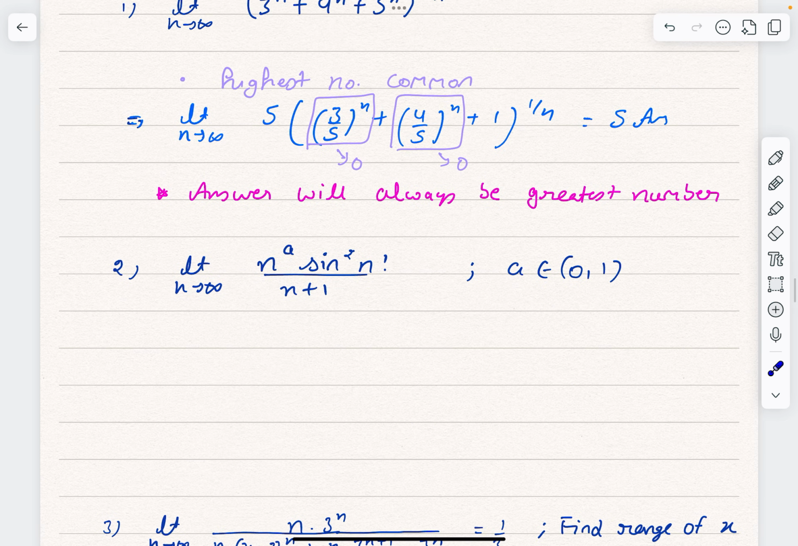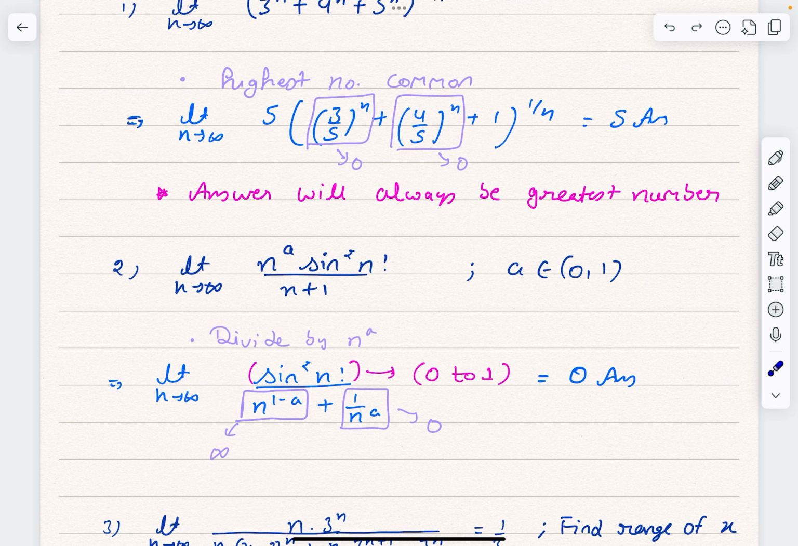This next problem you can try yourself. We have limit n tends to infinity, (n power a plus sine square n factorial) divided by (n plus 1), where a is some real number between 0 and 1. Give it a try, then we'll start the discussion.